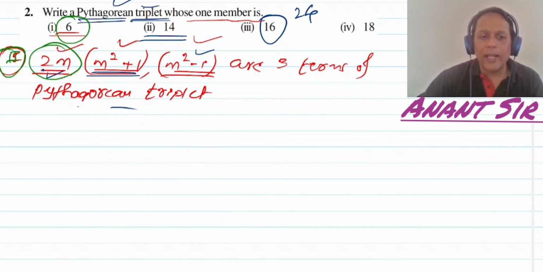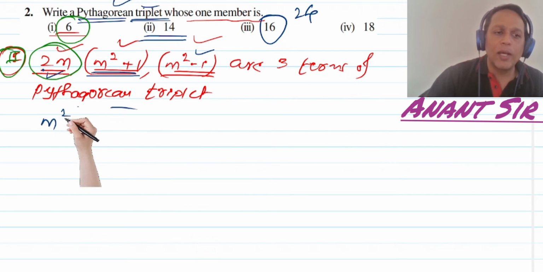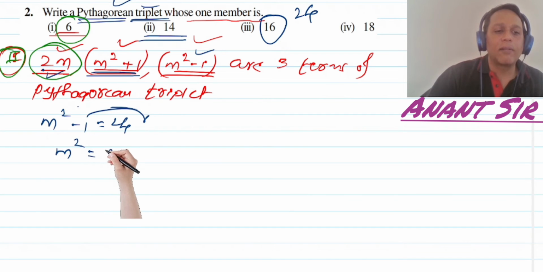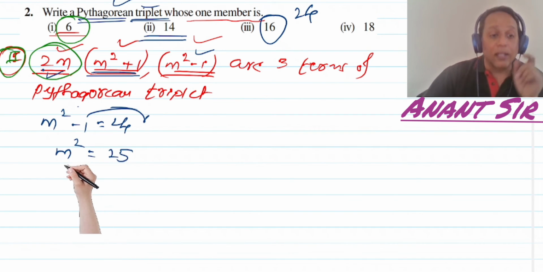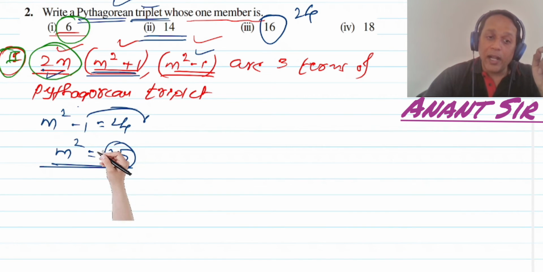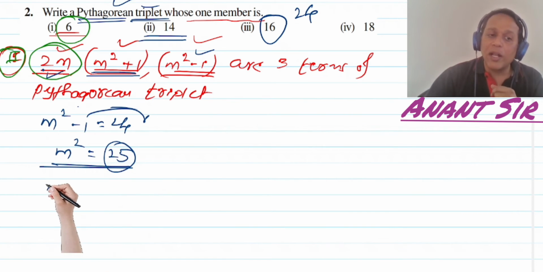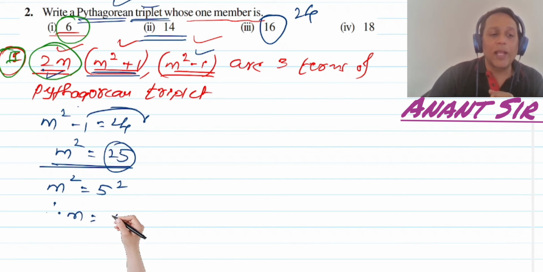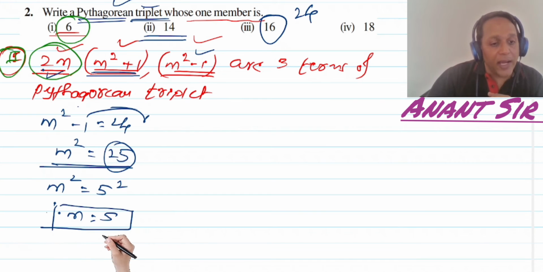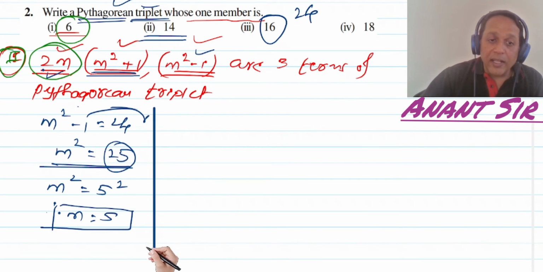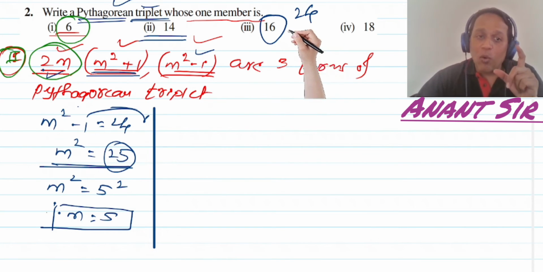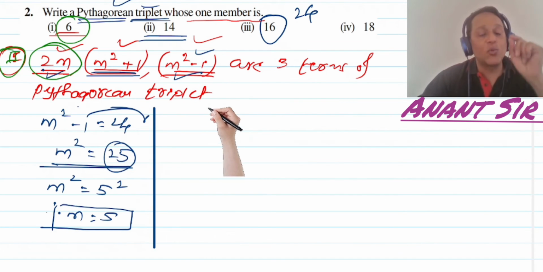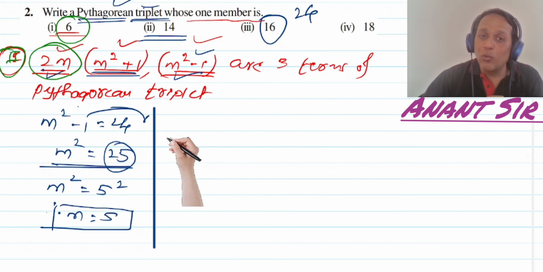Now, let's take m square minus 1 equal to 24. Minus 1 will go to the other side, it will become plus, so 25. Now we are sure that 25 is a square of an integer. So we can write m square as 5 square. That means we can get the value of m as 5. So in this question we can take 24 as which term? m square minus 1 as 24. So now which are the two members left?